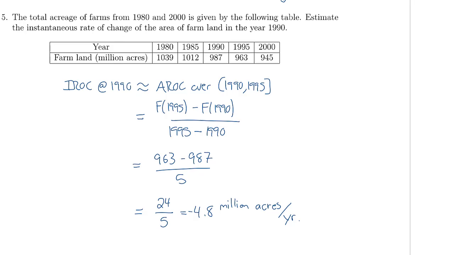So when you do that over the interval 1990 to 1995, this is what you should come up with, and this represents that the farmland is decreasing by 4.8 million acres per year over that time period.